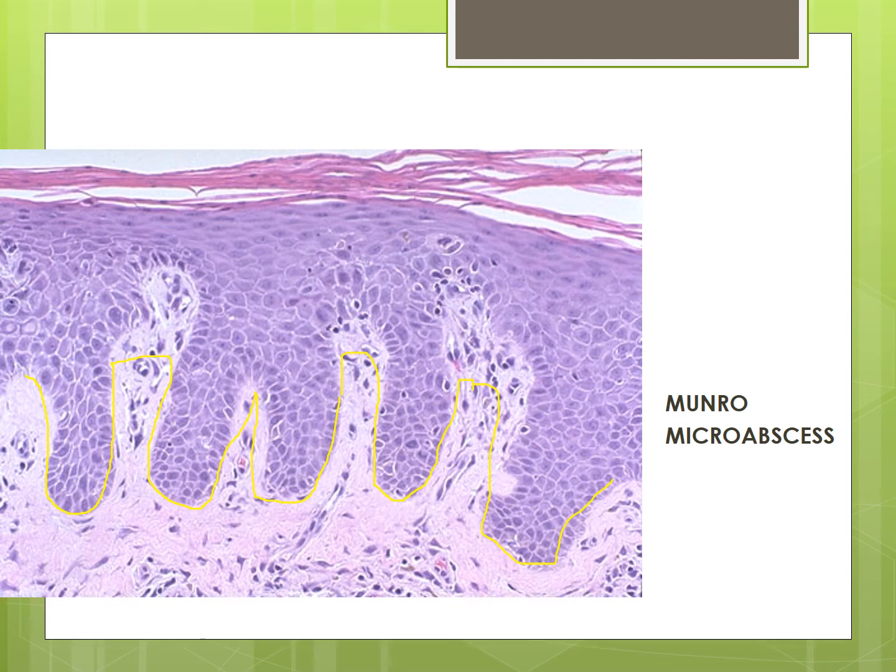I will just mark these Munro abscesses. This is a Munro abscess. This is a small micro abscess that comprises a few neutrophils. These Munro micro abscesses are an important feature of psoriasis.